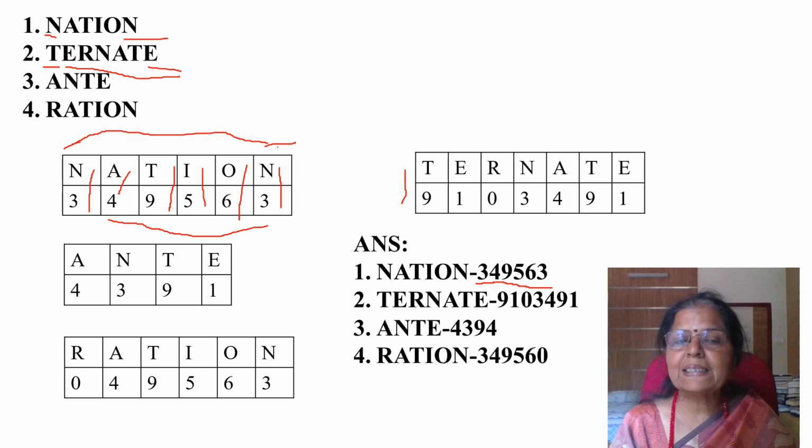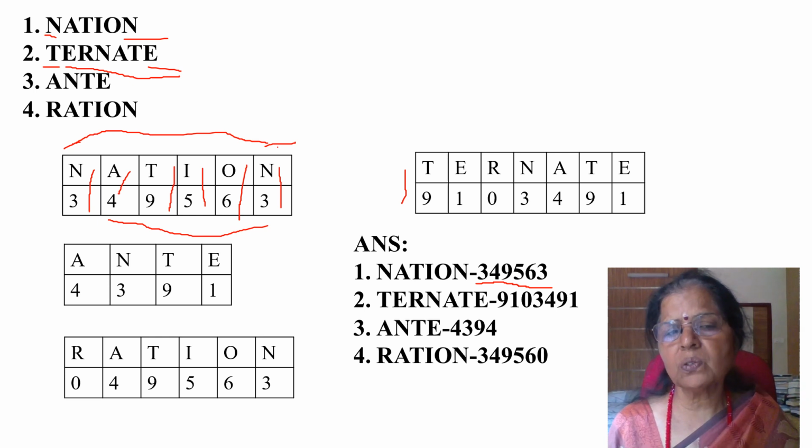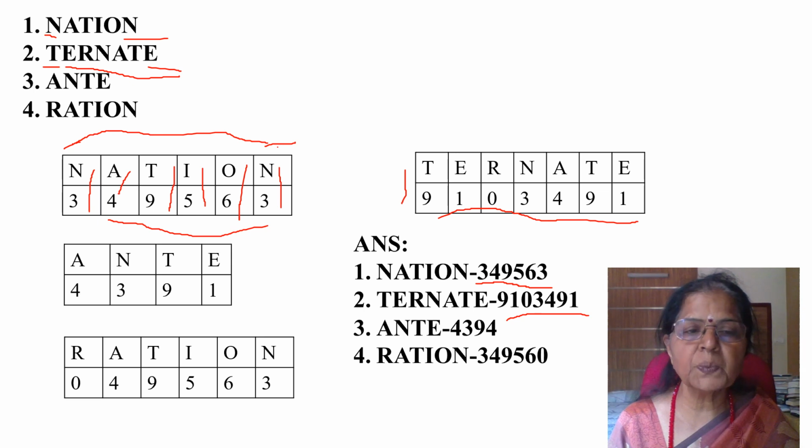And what is the second condition? First and the last letters, both are vowels. No, not both are vowels. Only one is a vowel and the first letter is a consonant. So neither the first condition nor the second condition applies. So you simply copy the same code, 3103491. So no conditions apply here. And look at the third word, ante. Write the letters and copy the code from the table given in the question.